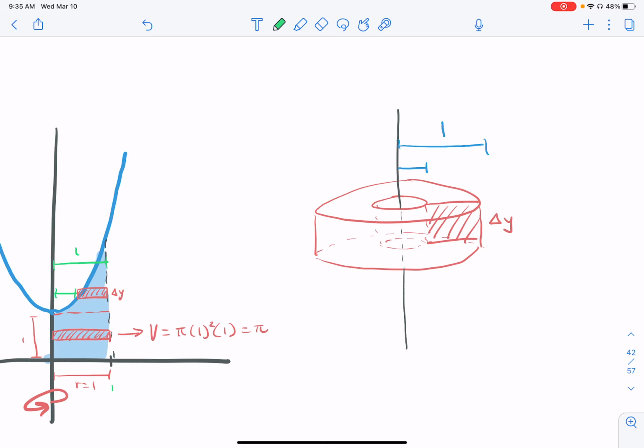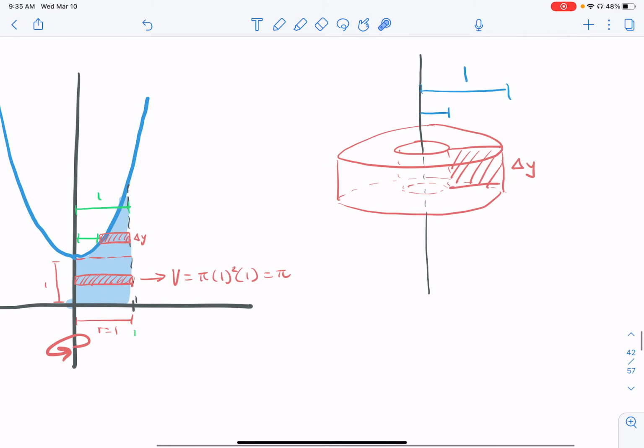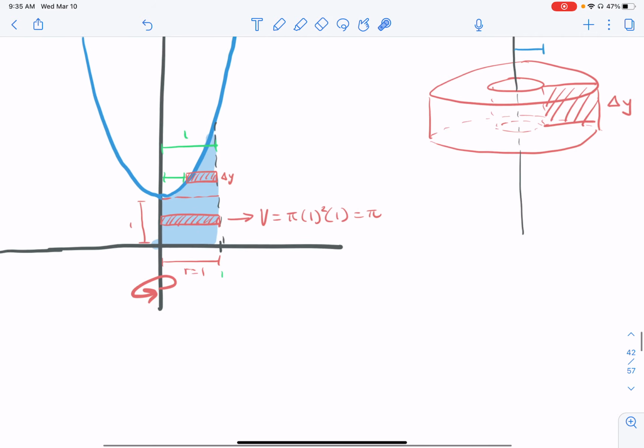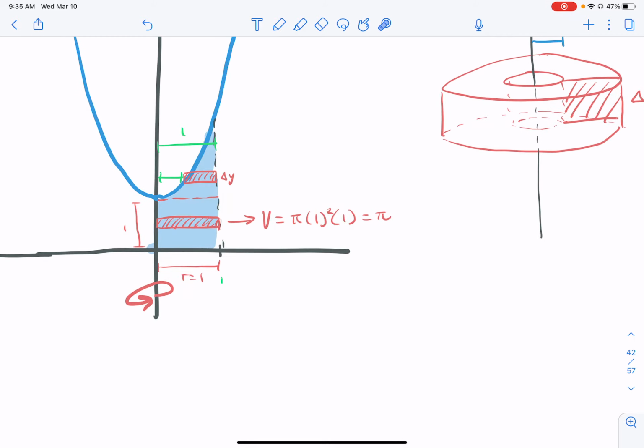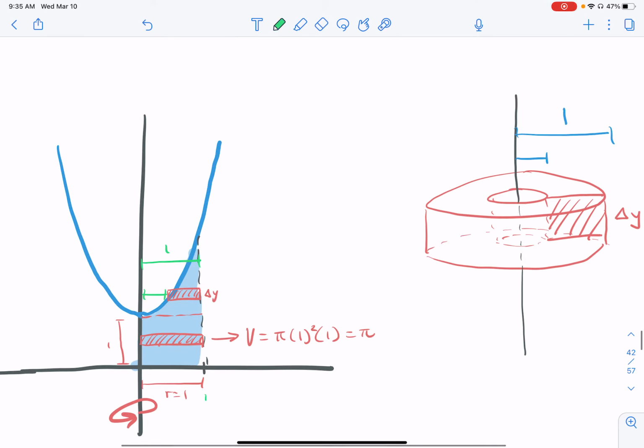And this one is the distance from the y-axis to the parabola that's right there. So as we've seen before, whenever we're integrating with respect to y, we have a horizontal rectangle here. This is a change in x, which represents this radius that's right here, which means that we're going to have to take this function.